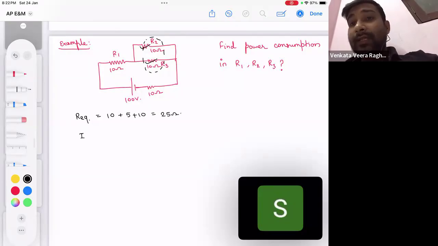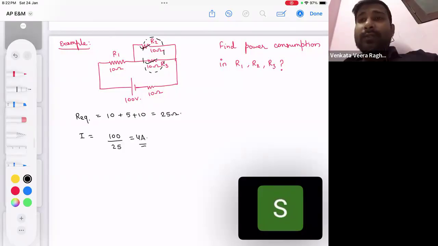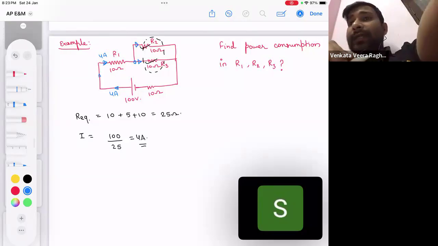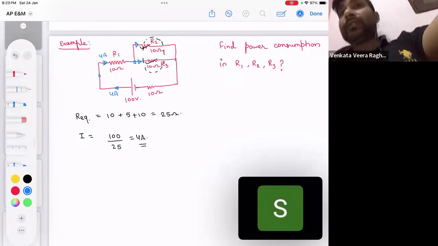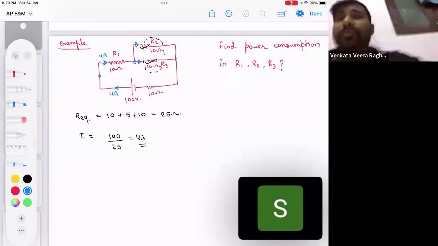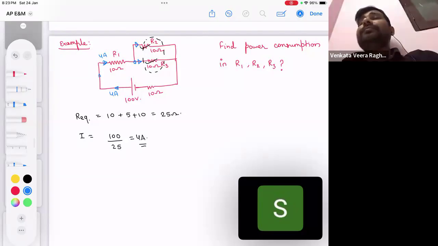So what will be the current in the circuit? Battery EMF is 100, total resistance 25. So we got the current as 4 ampere. So in this question, how much current will flow from here? 4 ampere will flow here. After reaching here, can I say this current is going to distribute in these two branches? R2 and R3 are equal and they are connected in parallel. So whenever two resistors are connected in parallel, what happens? Current distributes in those two branches. And how does it distribute?